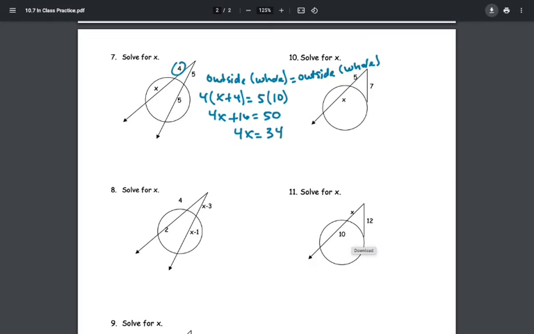And then when you divide 34 by 4, you're going to get 8.5. And that's your answer. All right, on the next one, again, segments outside of the circle.